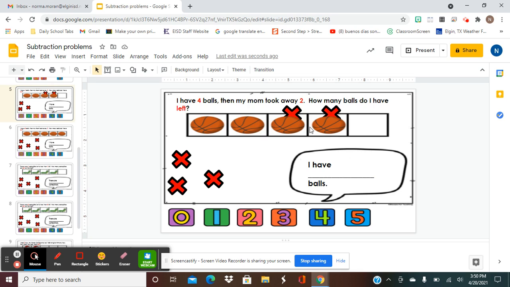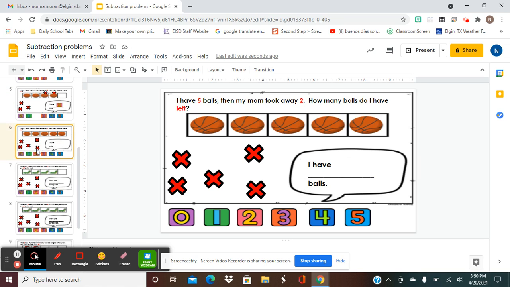When you're counting them, you're not counting all of them. You're only counting the ones that don't have the X. So how many do I have left? You have 1 and 2. You have 2 left. So here's 0, 1, and 2. Here's 2. So we're going to put it over here. And then it says, I have 2 balls. Okay? All right, let's go to the next one.